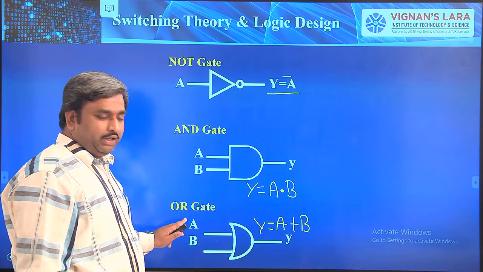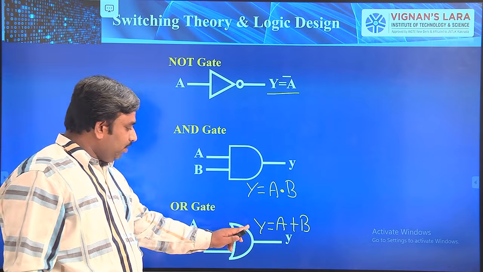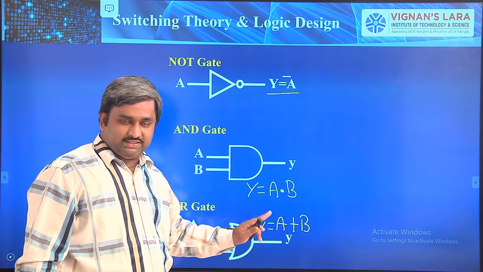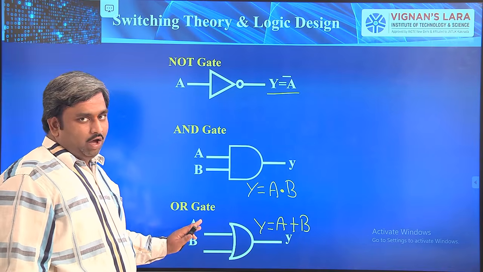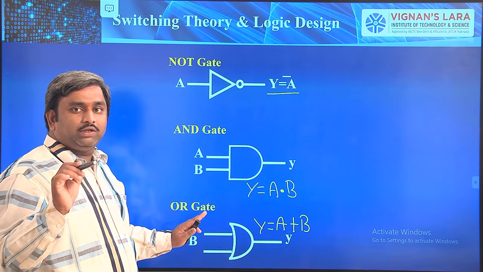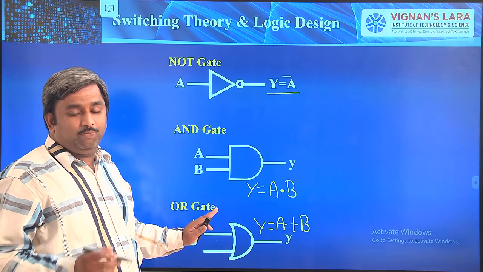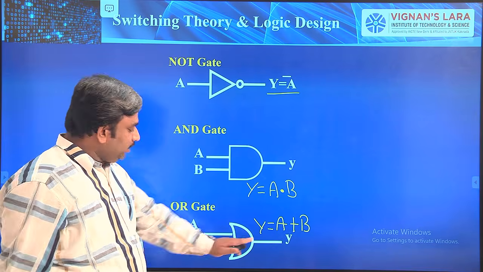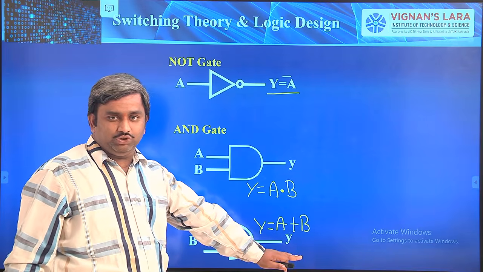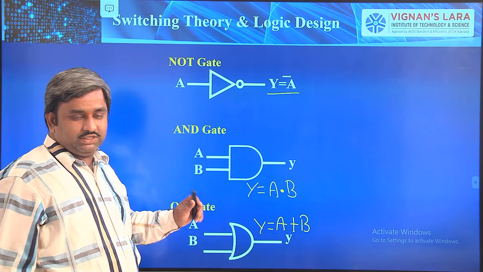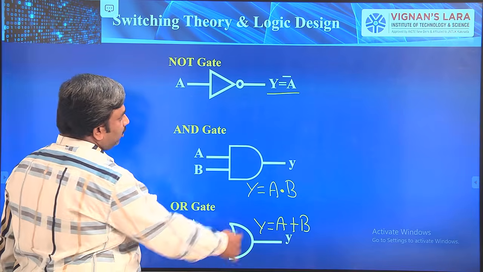Next, the OR gate. The logical OR gate we are representing with the plus symbol, Y is equal to A plus B. The output of the OR gate is on if any one of the inputs is on. If both inputs are low, then only the output Y is equal to 0 for the OR gate. So this is the OR gate operation. These three are called basic gates.